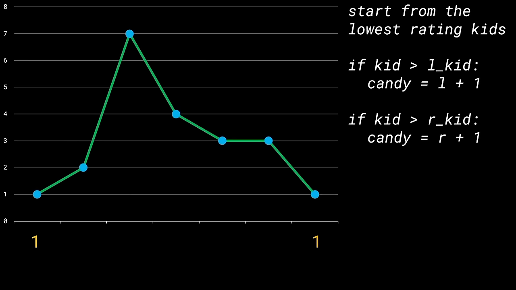Now we'll move up the ladder. We'll say, okay, what about the kid of the rating 2? We look at the left, we look at the right. Now the left kid has a candy of 1. This guy is higher than that, so it needs more candies. So we'll go ahead and give it the candy 2.